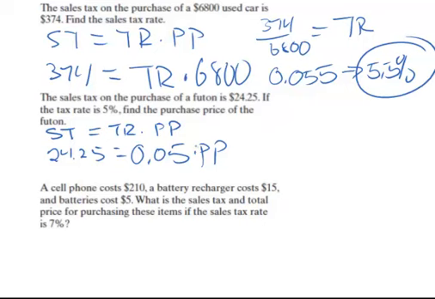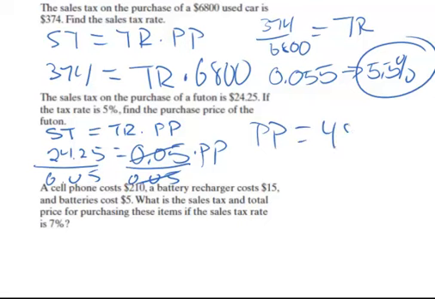So I need to get my purchase price by itself, so I'm going to go ahead and divide both sides by 0.05. So if I take my calculator again, and I take $24.25, and I divide it by 0.05, I'm coming up with the purchase price being $485.